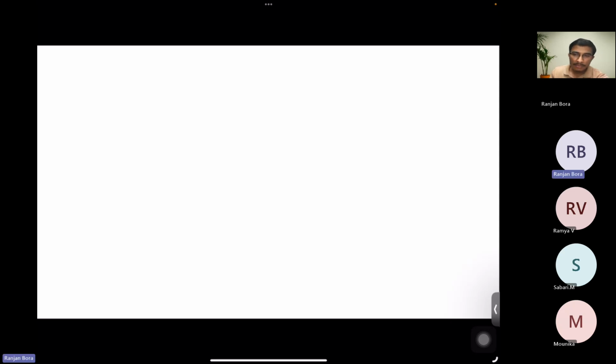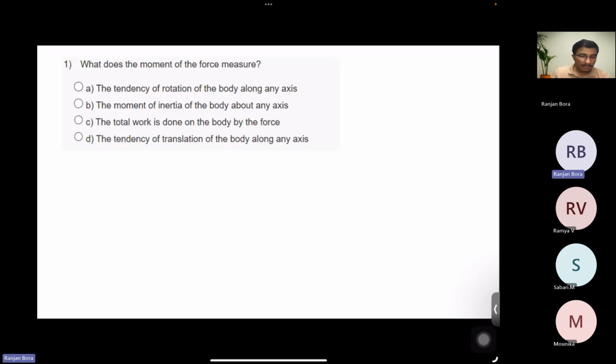Okay, since I have already covered some concepts from moment and force, now we will solve the assignment from week 0, which was given to you. Can you tell me what is the answer for this first question? What does the moment of the force measure? You can write your answer in the chat box, like A, B, C, or D. Write like that.